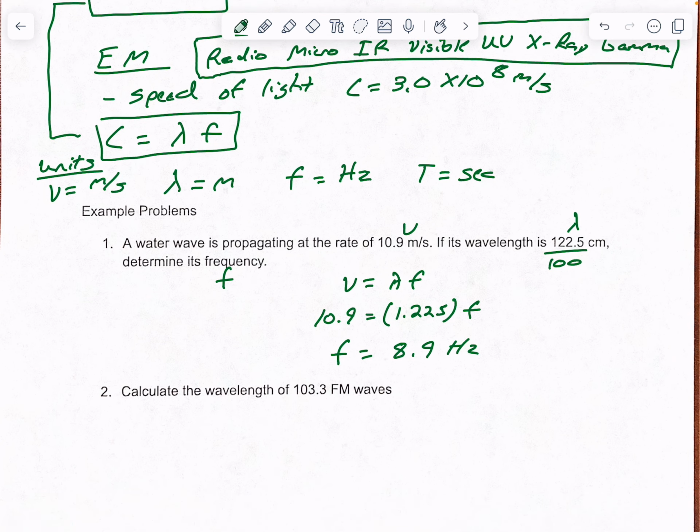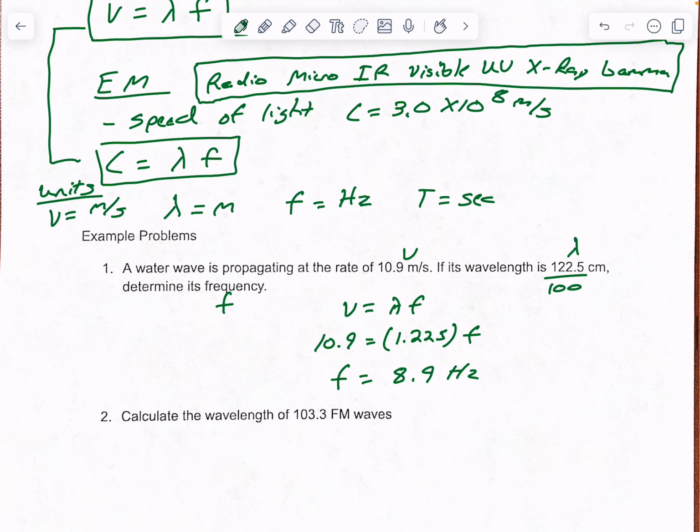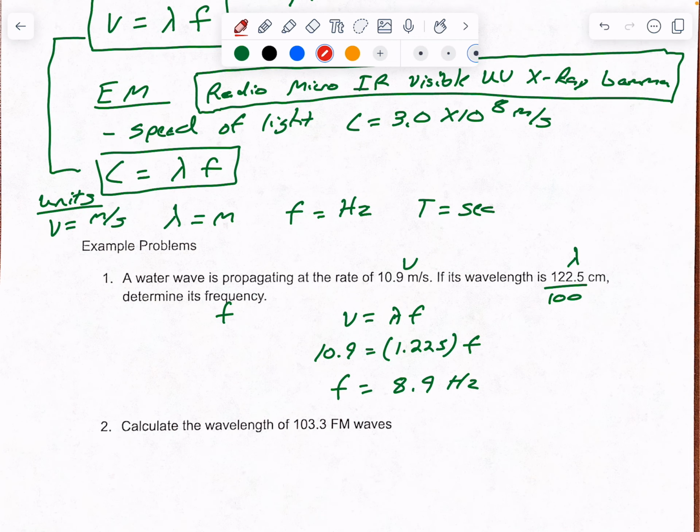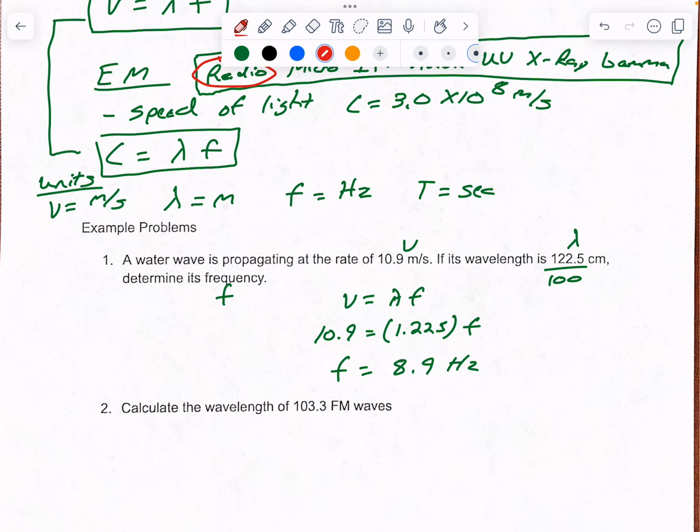Number two, calculate the wavelength of 103.3 FM waves. If I say FM, everybody's going to tell you, well, that's a radio wave. Okay, so a radio wave is a part, let me switch colors real quick. Radio waves is right here. It is a part of your electromagnetic scale. So that is a dead giveaway that you're going to use c equals 3.0 times 10 to the 8th as your velocity. Now it says calculate the wavelength, so we're looking for lambda, the upside down y.